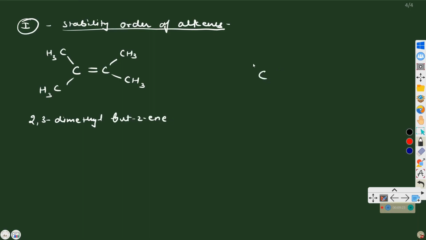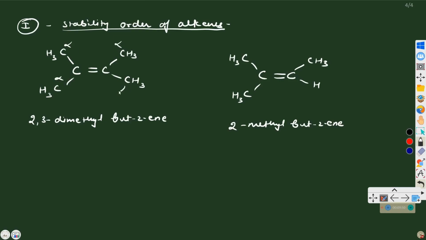And if I take 2-methyl but-2-ene, which is CH3, like this. Total number of alpha hydrogens: here this is also an alpha carbon. There are a total of 4 alpha carbons, and on each alpha carbon there are 3 hydrogens. So the total number of alpha hydrogens is 12. So it will show 12 hyperconjugating structures.